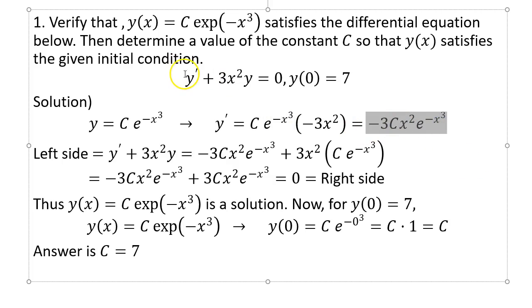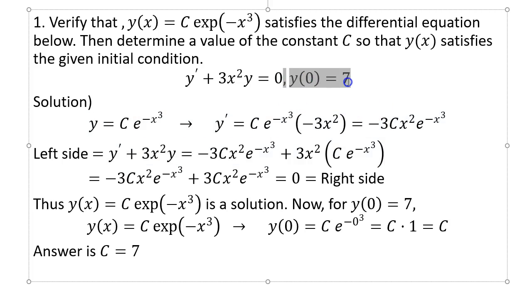Now replace y prime by the obtained function here, and then y by c times e to the negative x cubed. Then you just calculate. After you calculate, you see that everything becomes 0, which is indeed what you have on the right side. Since the left side does agree with the right side for this given function, we know that this given function is indeed a solution.